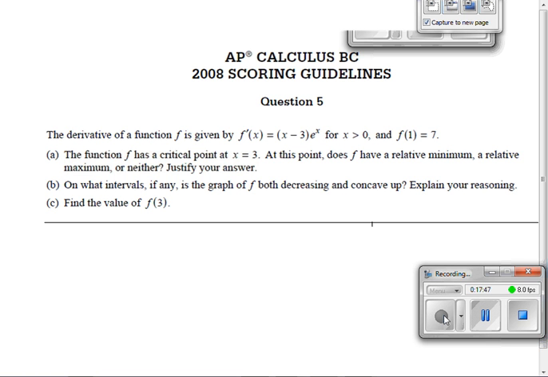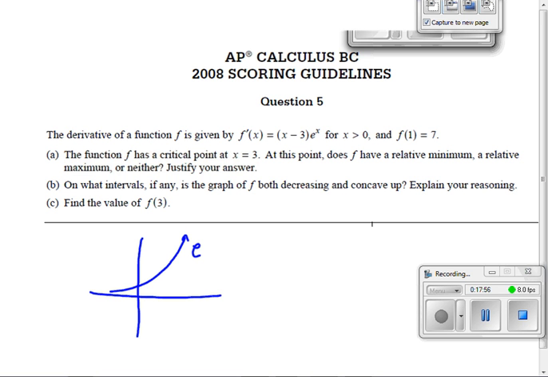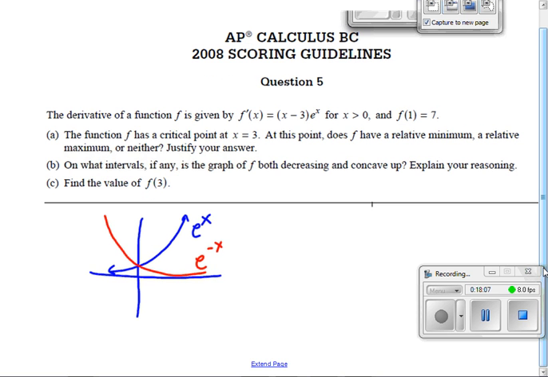So if you forgot what e to the x looks like, it looks like this. At 1 it equals e, so it's positive. What does e to the minus x look like? It looks like this. And what does ln of x look like? I'll put it on a different graph. This is the log of x. Remember, it's just the inverse of e to the x.